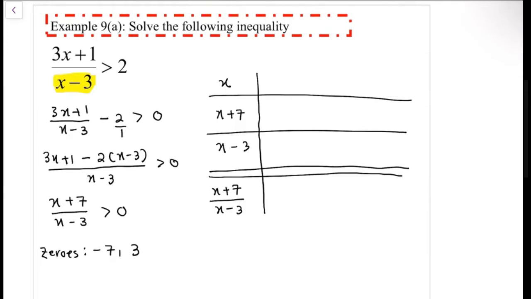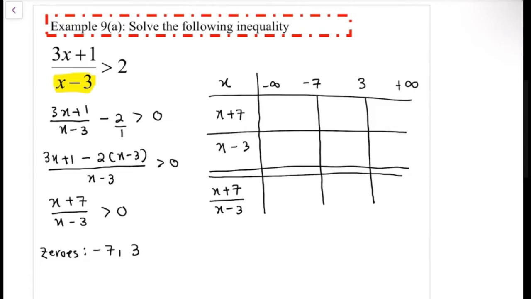So we must start with negative infinity. And then next one on the line, we have negative 7. After that, 3. And then last one, we must stop with positive infinity. Okay, so now we may complete all the signs.